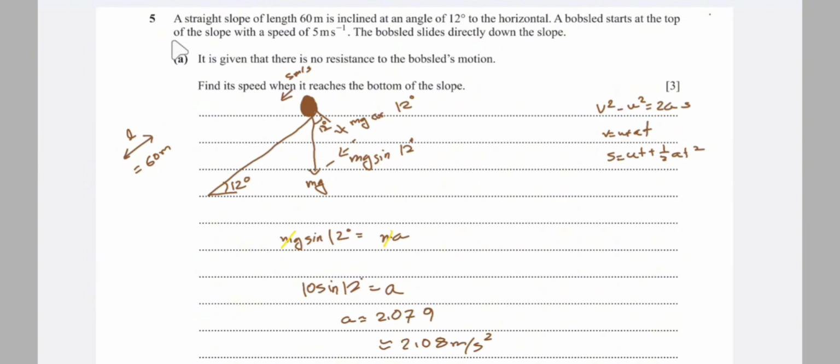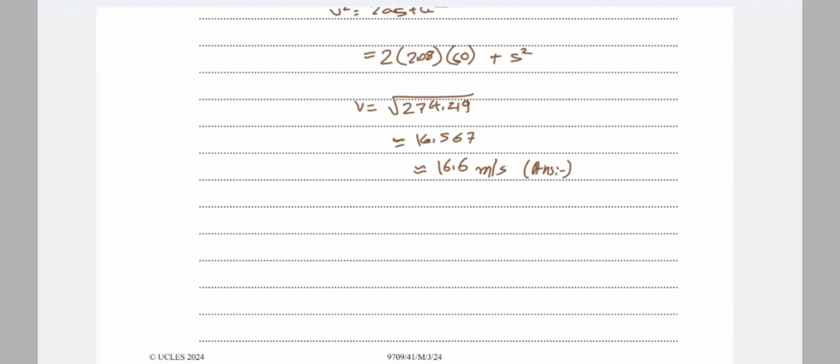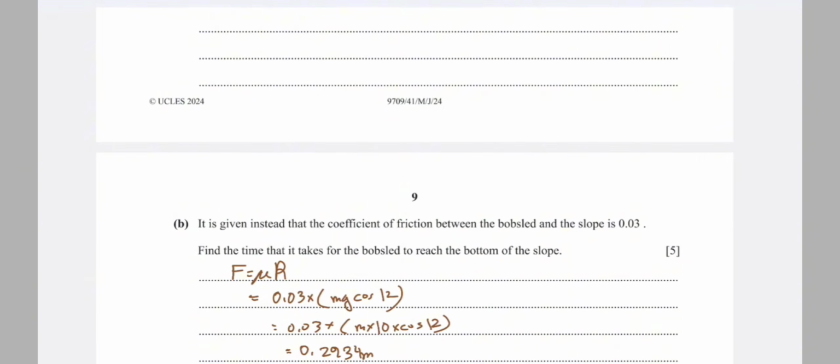In question number 5, we have done with part A. Now for part B, it is given instead that the coefficient of friction between the bobsled and the slope is 0.03. So the coefficient of friction, that means the value of mu, is 0.03. Find the time it takes for the bobsled to reach the bottom of the slope. So we need to find the time to reach the bottom.